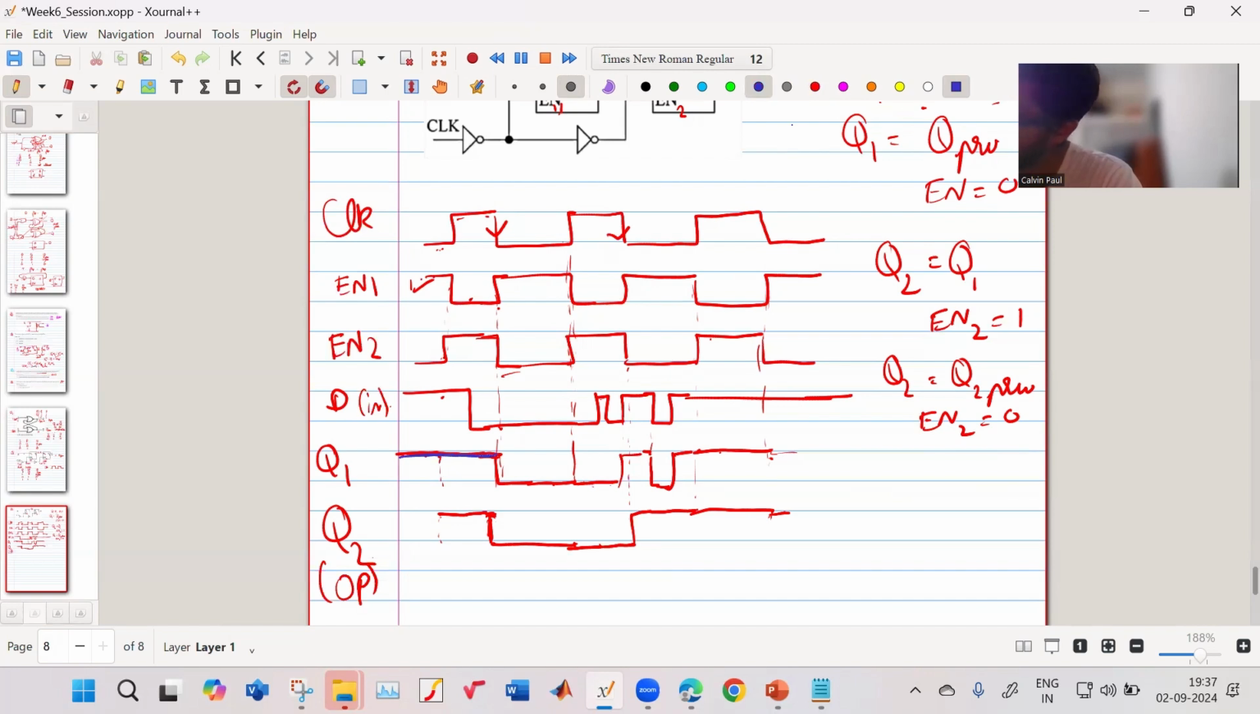When enable 1 goes high, whatever the D input is will come. So it will become 0. When enable 1 goes low, it will hold on to the previous value, so it will continue going low. Then, this is where I made the mistake.